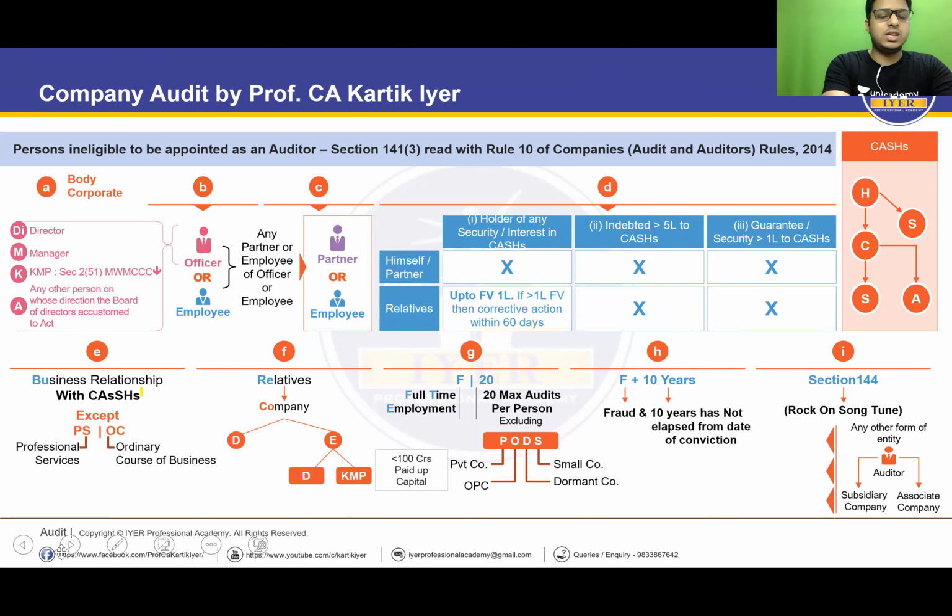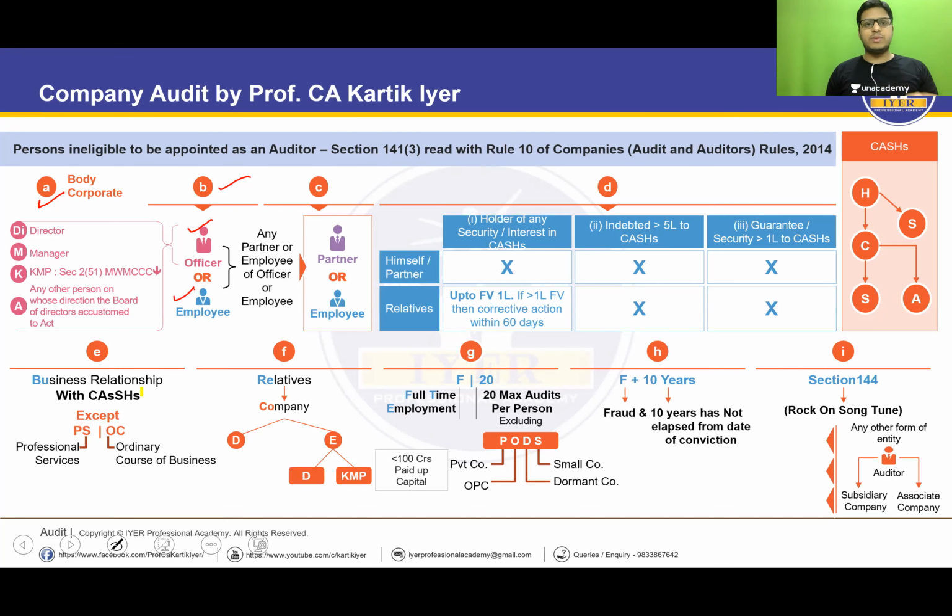So here, what do we see? Clause A, that is body corporate. Body corporate cannot be an auditor. Then in clause B, we add any officer or employee of the company cannot be an auditor. Now, officer definition is given in Section 2, subsection 59 of the Companies Act, where it is clearly given DIMCA. DIMCA means director, manager, KMP, and any other person on whose direction the board of directors are accustomed to act. Now, KMP is given in Section 2, subsection 51.